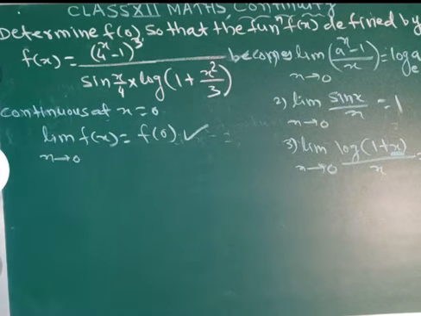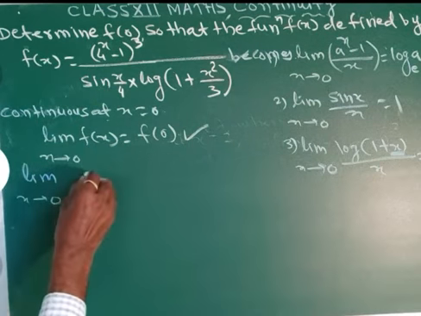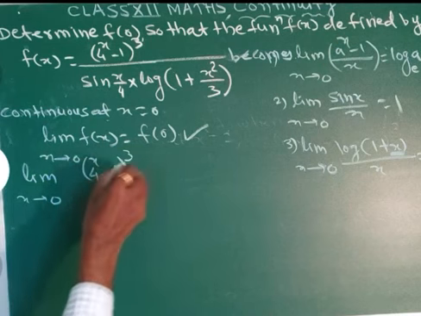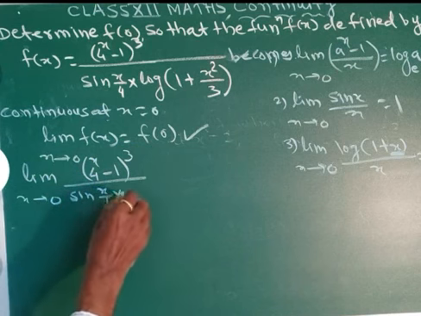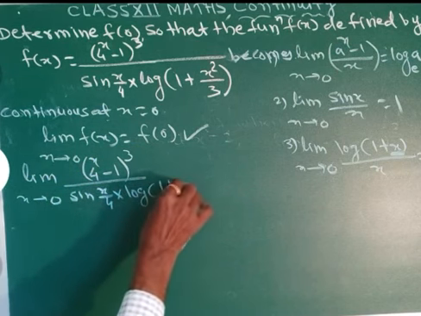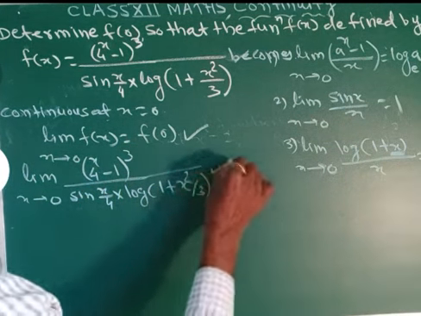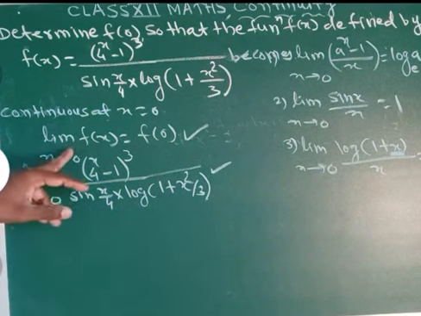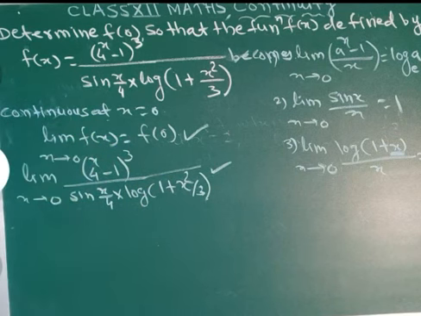So therefore limit x tending to 0, what is f of x? f of x is (4 raised to the power x minus 1) whole cube upon sine x by 4 into log of 1 plus x square by 3. This function is given. Okay, now find the value of f of 0 here. f of 0 should be equal to limit x tending to 0 of f of x, because the function is continuous at x equal to 0.